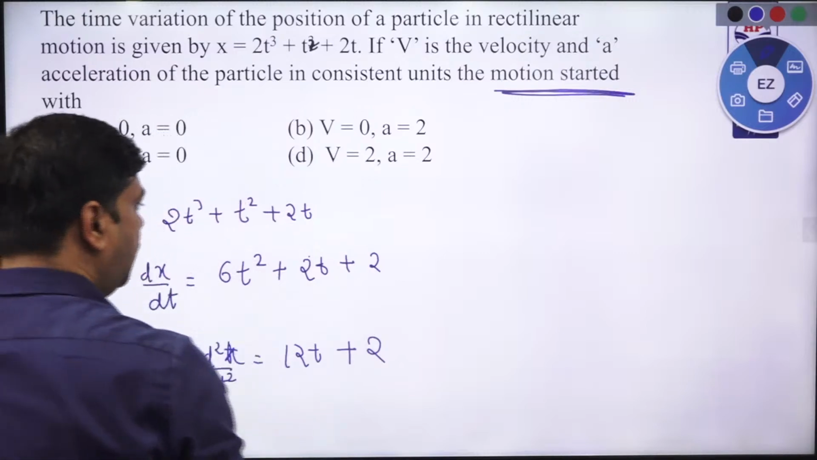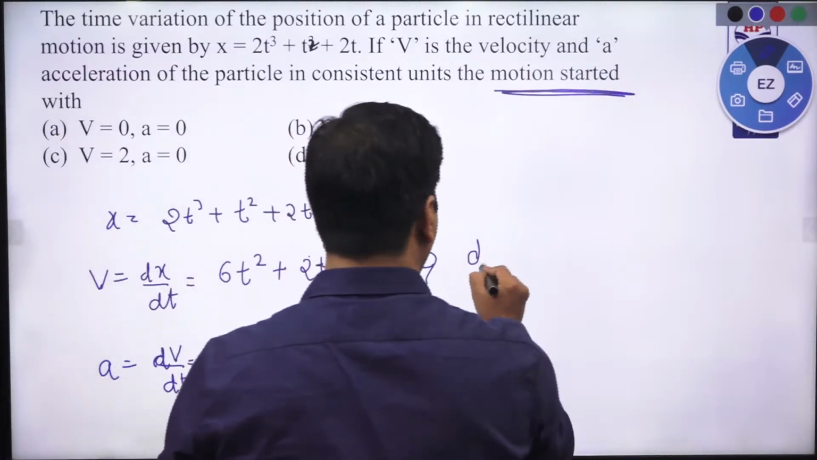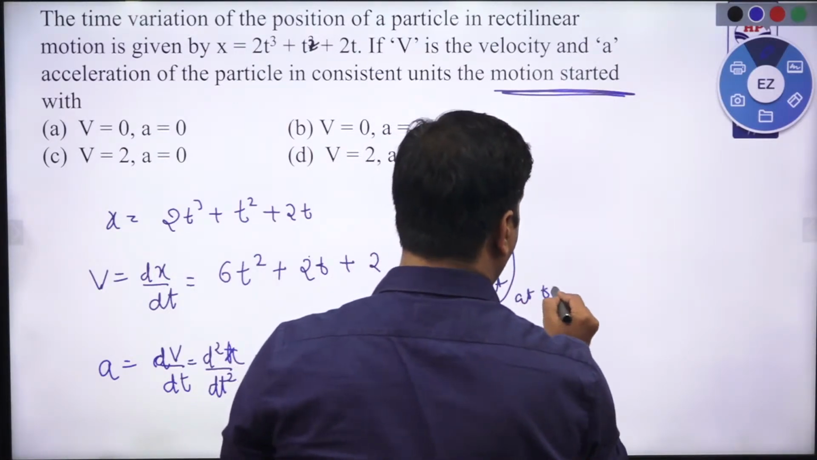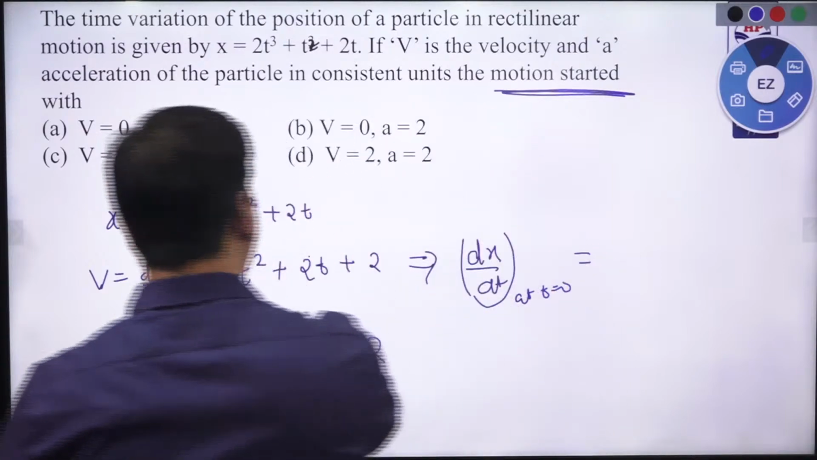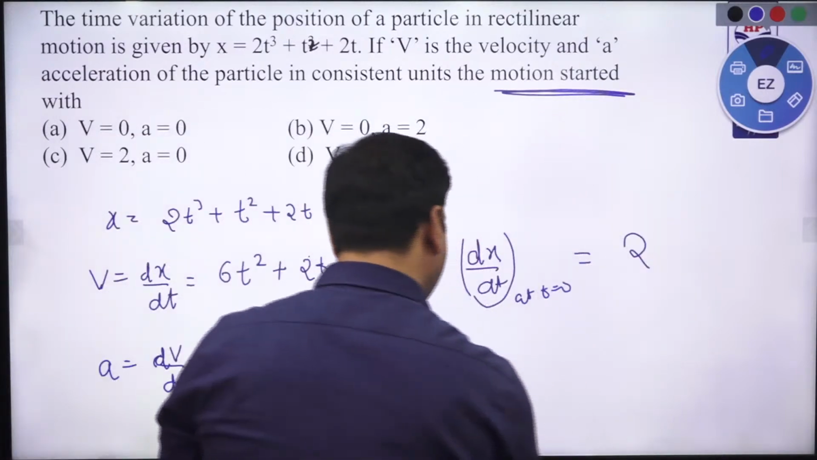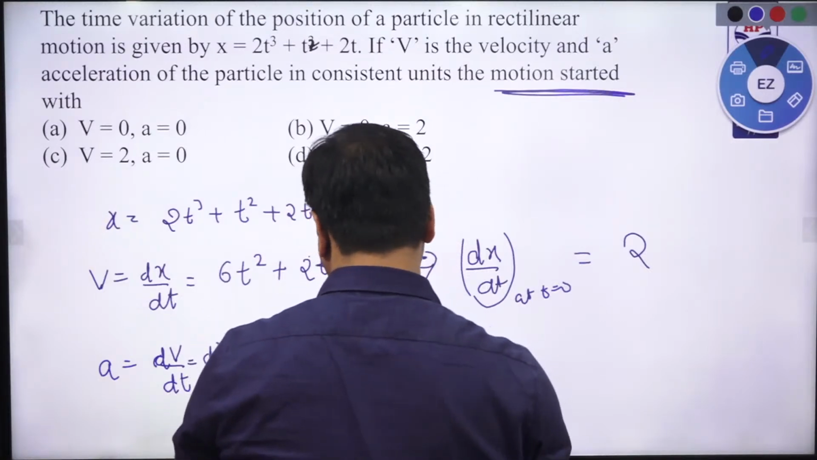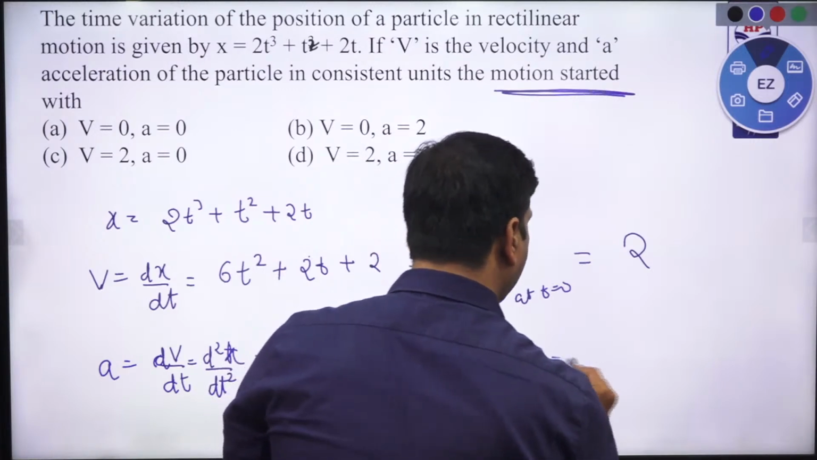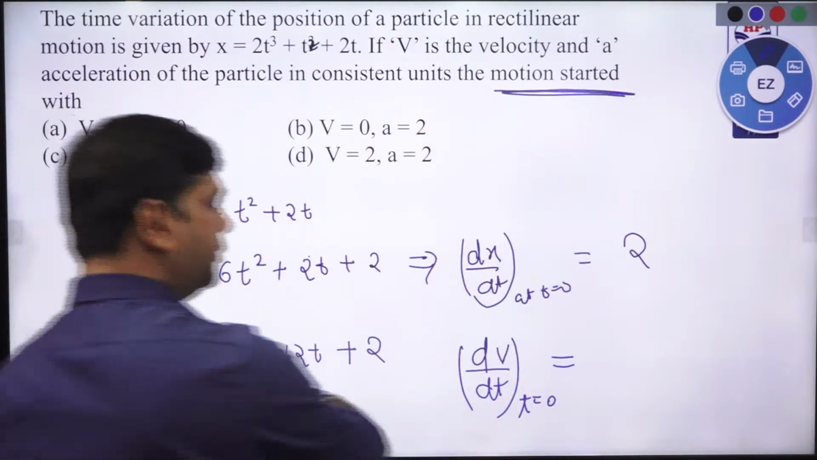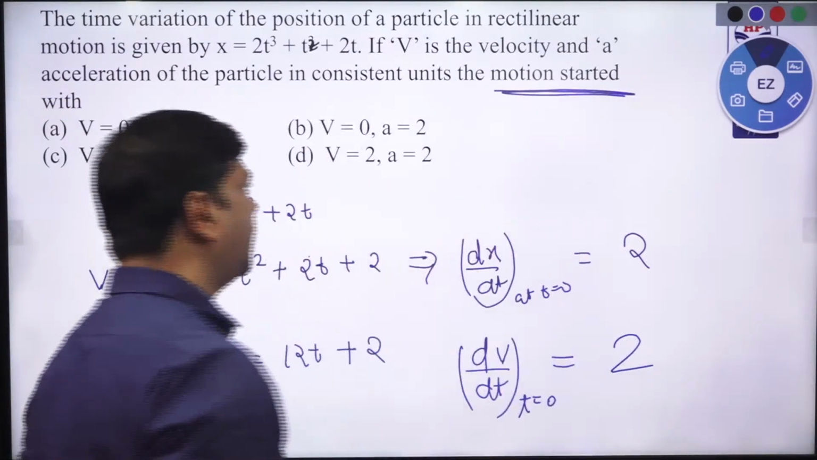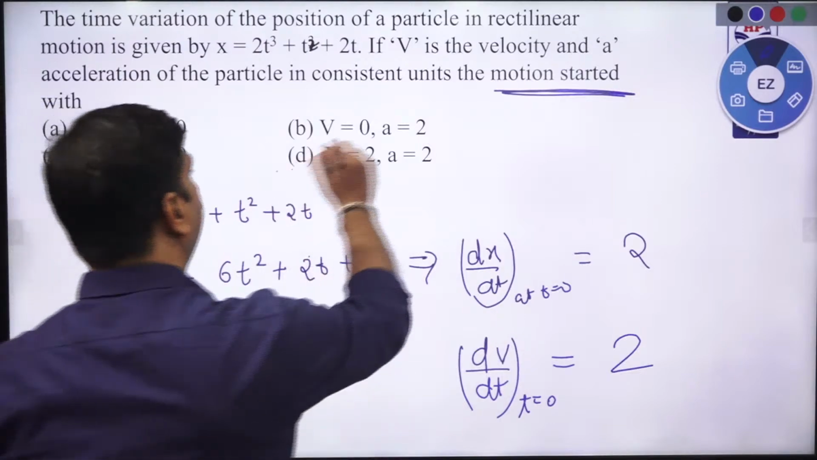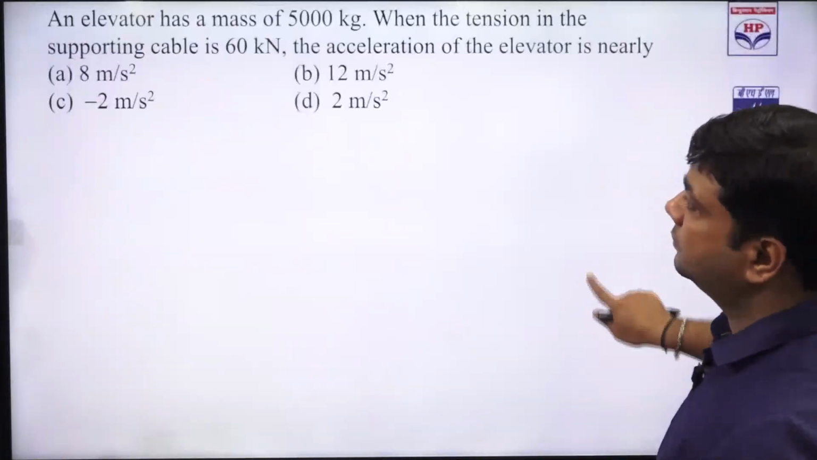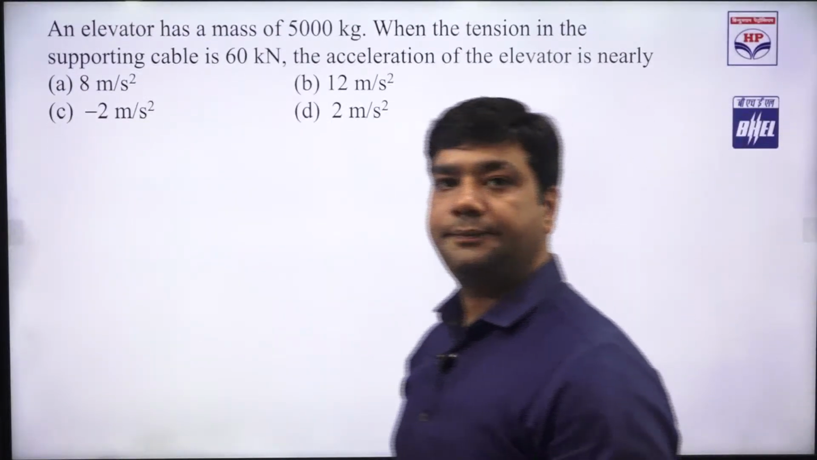Okay. So if I'm going to find the velocity dx by dt at the start, at t equals 0, what will happen? The whole thing is going to be 0. Only the 2 will remain. Similarly, if I find the acceleration at t equals 0, dv by dt at t equals 0, this 12t is also going to be 0. So the velocity and acceleration both are going to be 2 and 2. So the answer is D. Okay, got it? Just solve this one.